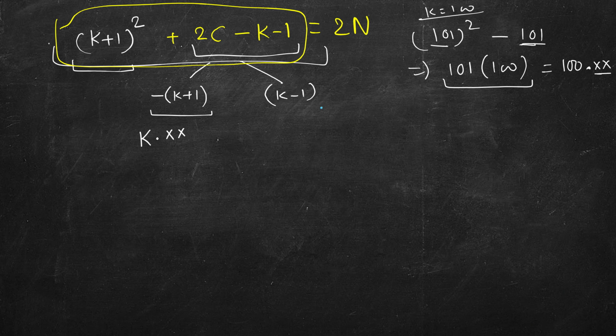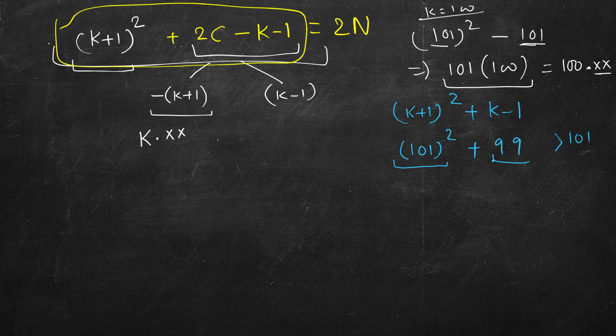So maximum is k plus 1 whole square plus k minus 1. So if k is 100 again, then this is 101 square plus 99. Now what will be this value? We had seen the minimum value is k.xx. So clearly the square root of this term will be 101, and we are adding something to it. So it should be more than 101. Now how much more? Can it be 102?